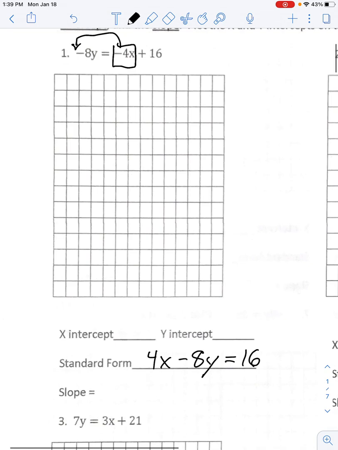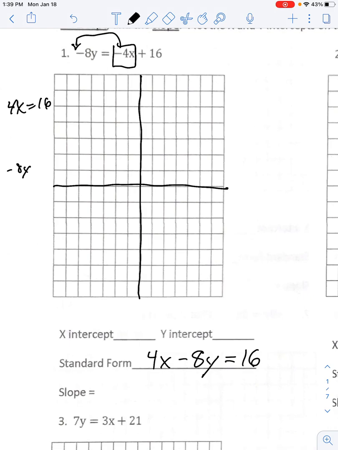Now, obviously, I'm going to trace my x and y axis, because it doesn't have it for us. Now, the intercepts, remember, if you're solving for the x-intercept, take out the y. If you're solving for the y-intercept, take out the x. If we divide by 4, the x-intercept is 4. We divide by -8, the y-intercept is -2.